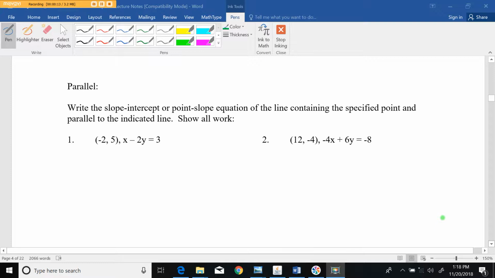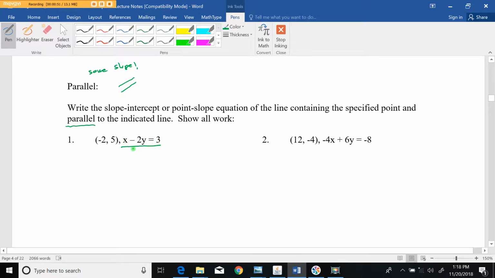So, let's see. It says, write the slope-intercept or point-slope equations of the line containing the specified point and parallel to the indicated line. Alright, so first of all, the word parallel. Let's chat about that. When two lines are parallel, that means they run alongside one another like so. And the big thing is that they have the same slope. So if we are looking for a line that is parallel to this, we're looking for a line that has the slope that this one has.